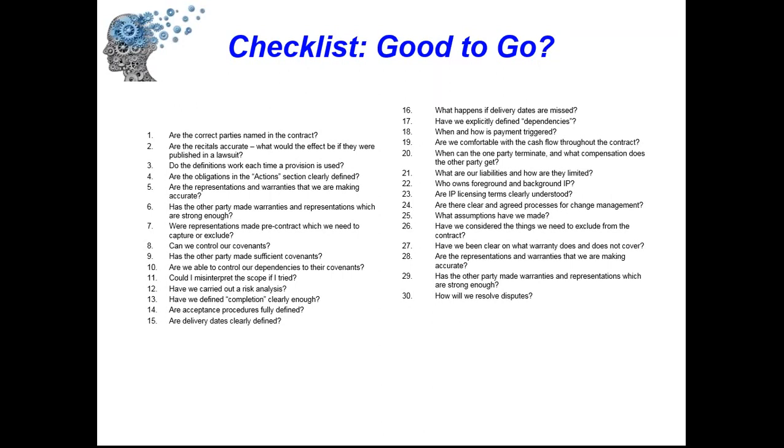And if we don't define these dependencies properly, the supplier might have an excuse for not actually fulfilling the contract. Number 22, who owns the foreground and the background intellectual property? I guess you've probably seen in the press over the last 2 or 3 years, Apple and Samsung continually taking each other to court over who owns the intellectual property in the Apple iPhone or the Samsung Galaxy phone. And this has gone backwards and forwards for years, and the lawyers have made a lot of money out of this. So just understanding who owns the intellectual property is pretty key.